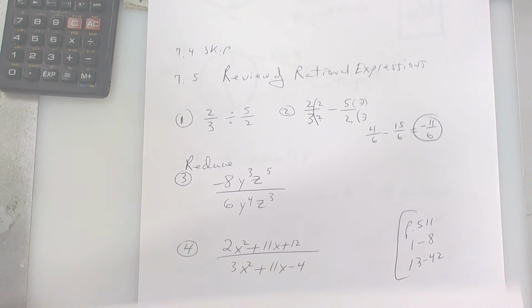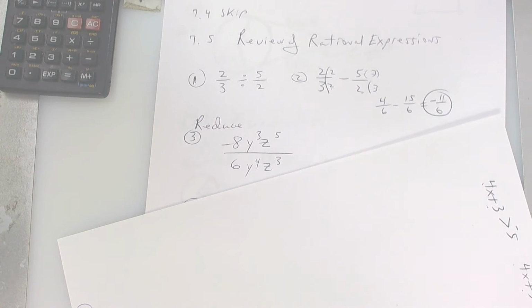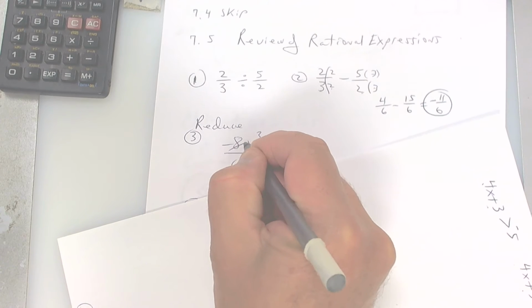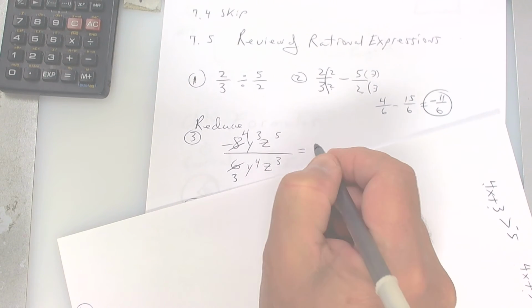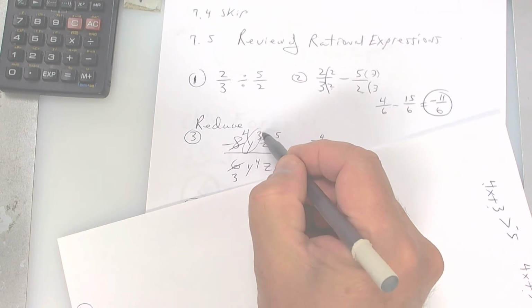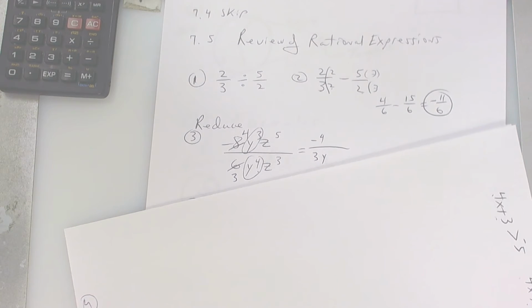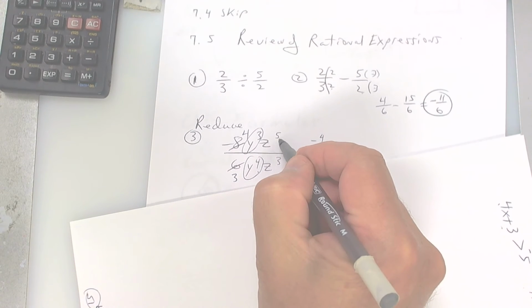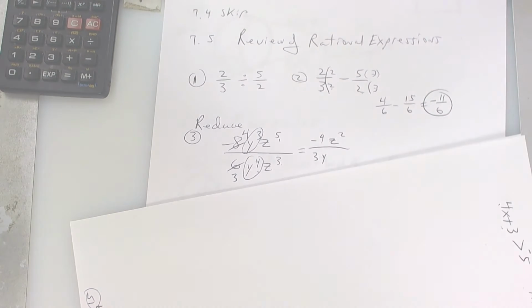This next one right here, number 3, you have to reduce. So 2 goes into 8 4 times, 2 goes into 6 3 times. So you get a negative 4 over 3 so far. You have more y's at the bottom. You got one more y at the bottom. And then finally you got more z's at the top. You have 2 more at the top, and that should be your answer.